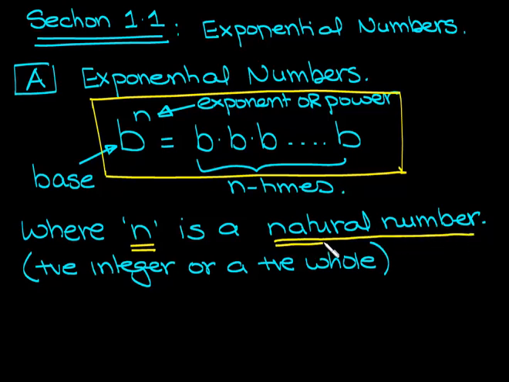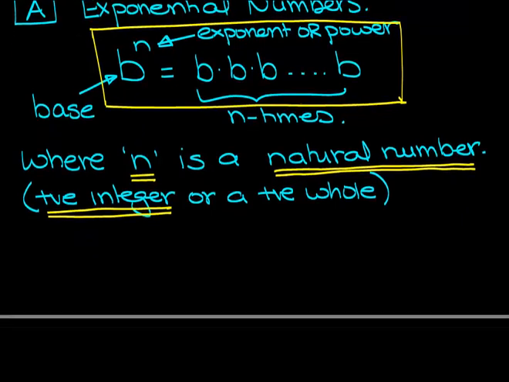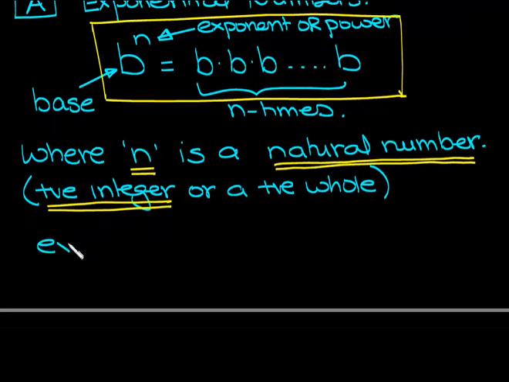You'll come across this terminology like natural numbers, integers, rational numbers throughout this class. Basically there are certain classes of numbers and they satisfy certain characteristics. In this case, the natural numbers are a set of positive integers. All right, so now that you know what an exponential number is, let's take a look at some examples.